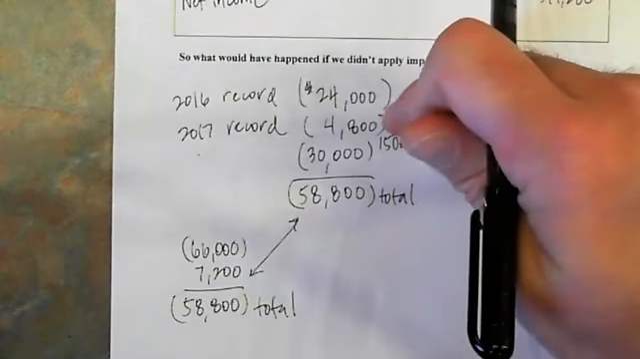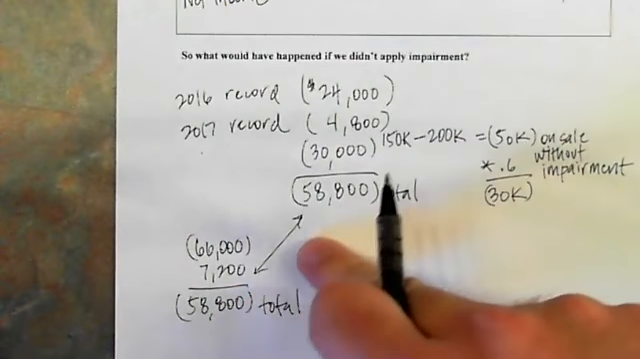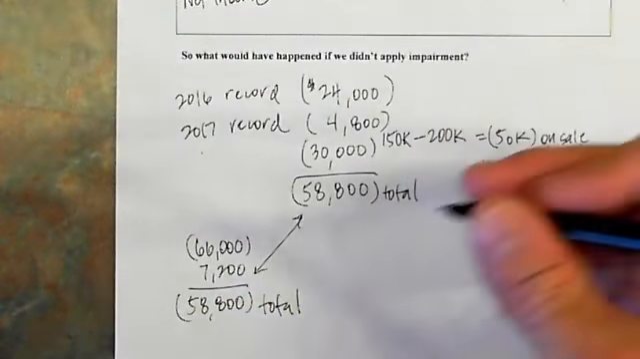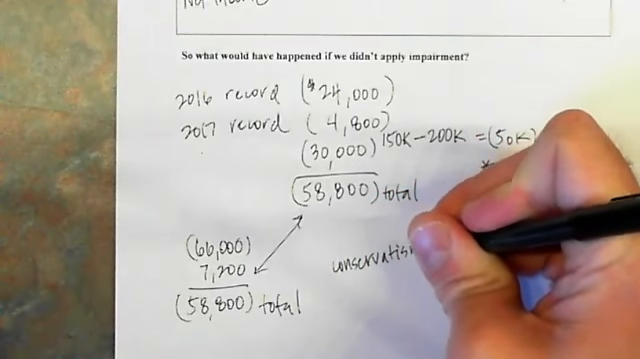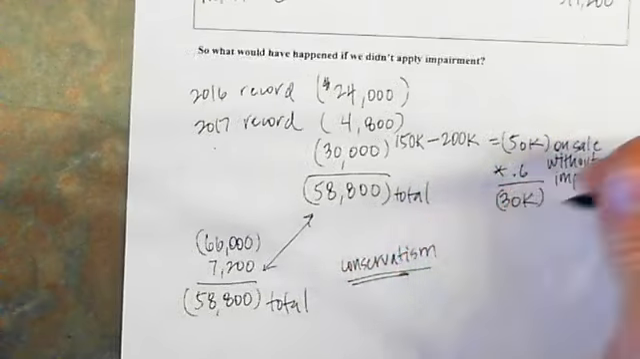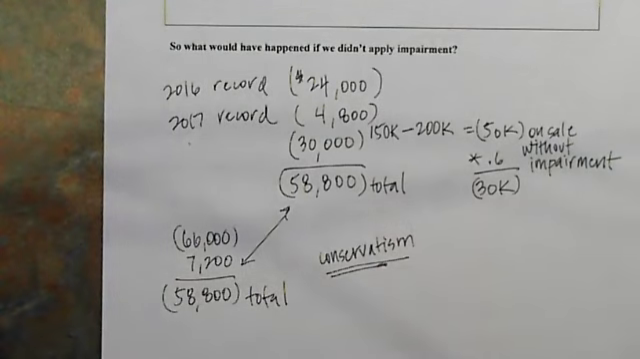This is without applying impairment. This is with applying impairment. So what makes one more desirable than the other? Well, again, it's conservatism. Not only do we want to choose to report our discontinued operation at the lesser value of net assets because of the impairment, but we also want to record the loss sooner. As soon as we know it, we record that loss. And that's an aspect of conservatism as well.